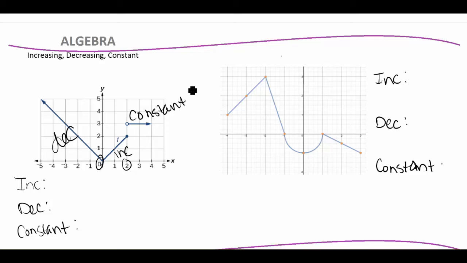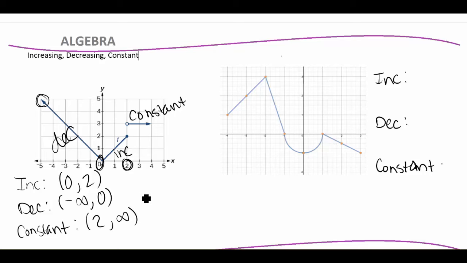So let's write this in interval notation. We're increasing. We said it was from 0 to 2, so we're going to have 0, comma 2. And we're decreasing, and since we have an arrow, we're going to be decreasing from -infinity all the way to 0. And then we're constant from 2, and since it has an arrow, we're going to infinity. Now let's look at the second graph.